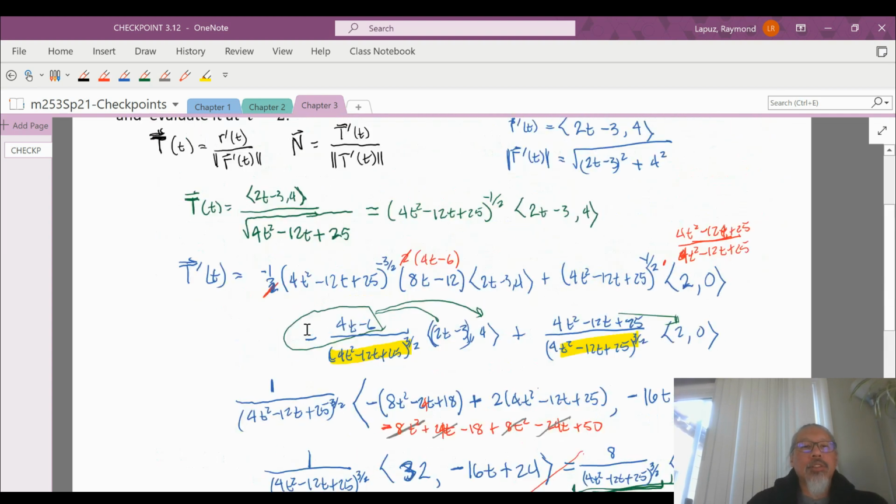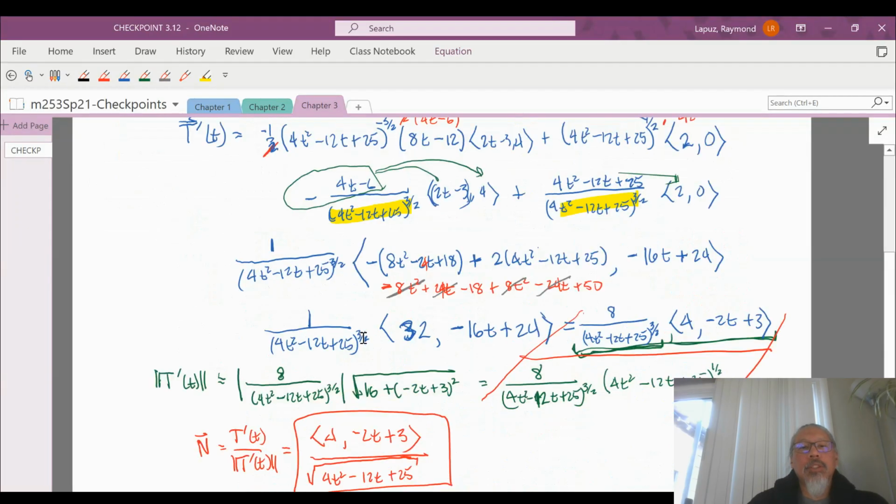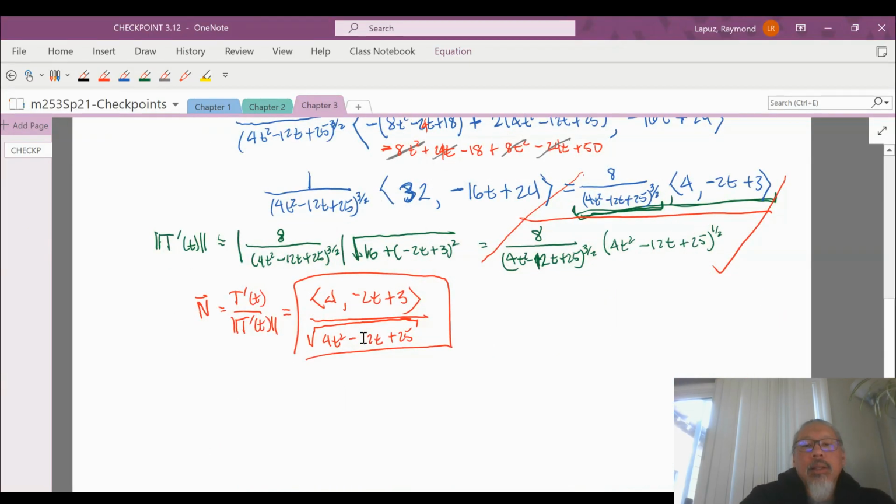Then, according to the instructions, they want us to find it when t is equal to 2. So we'll simply put that in. Your N vector evaluated at 2 is going to be 4 comma minus 2 times 2 plus 3, divided by 4 times 2 squared minus 12 times 2 plus 25, all under a square root.